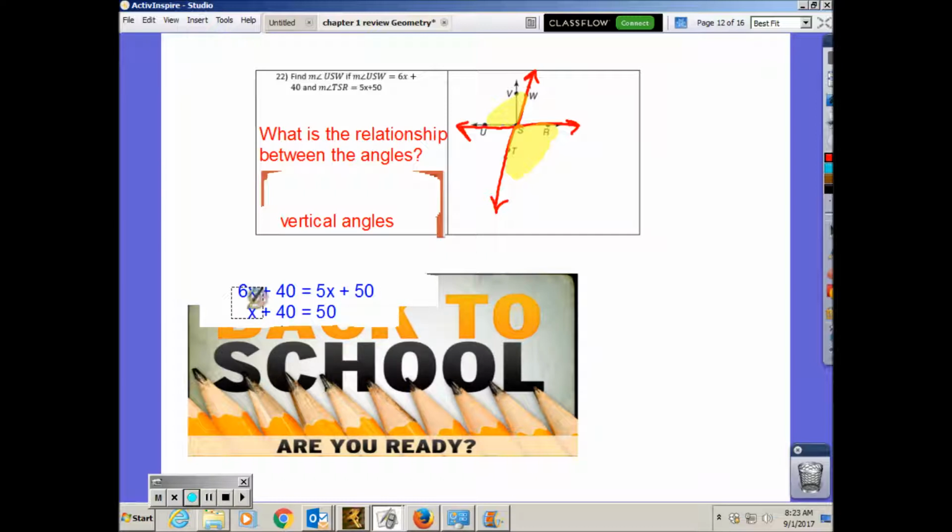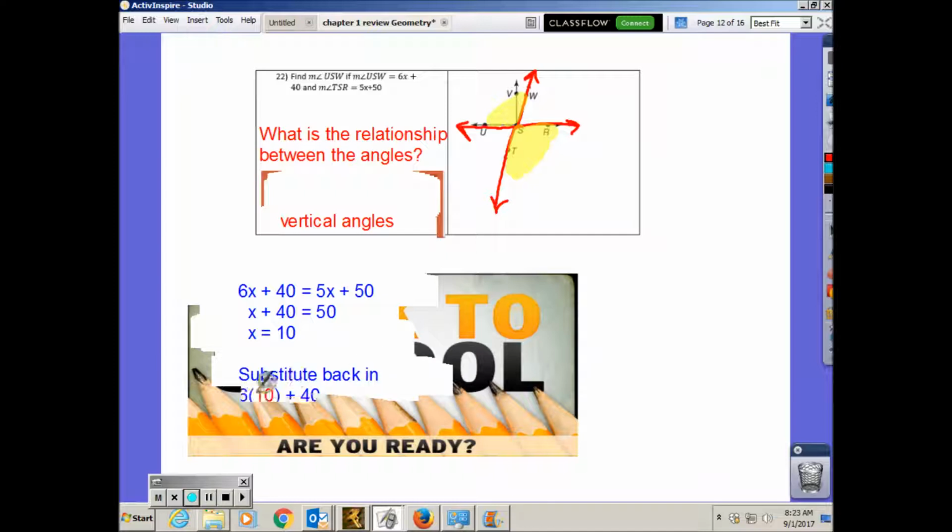Okay, I subtract 5x on both sides. I get x plus 40 equals 50. So I get x equals 10. They did not want me to solve for the variable, though. They wanted to find the actual measure of USW. So I'm going to substitute that back in. 6 times 10 is 60, plus 40 is 100.